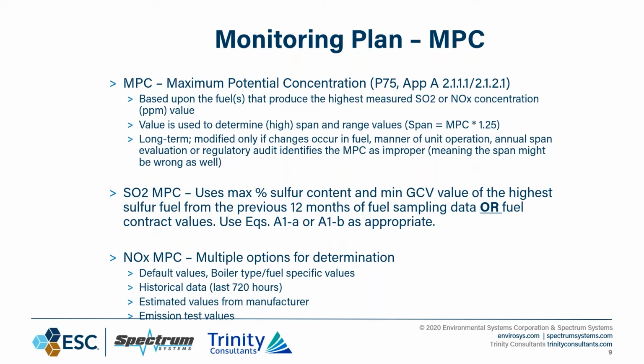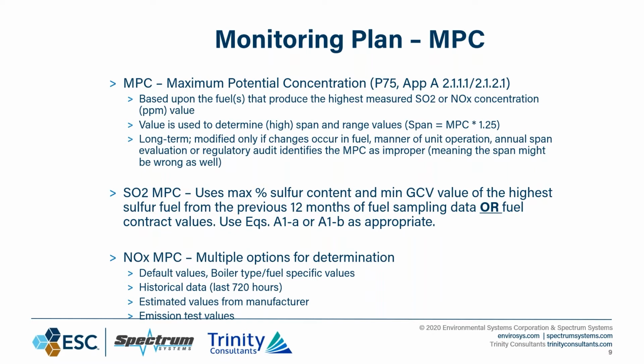As far as your NOx potential, you have multiple options for determination. You use a default value based on boiler type or fuel specific. Your NOx MPC can be based on the last 720 operating hours of historical data. You can use estimates from the manufacturer. You can use emission test values. And this NOx and SOx MPC value is something that is entered into your DAHS. This is something a DAHS can handle for you.